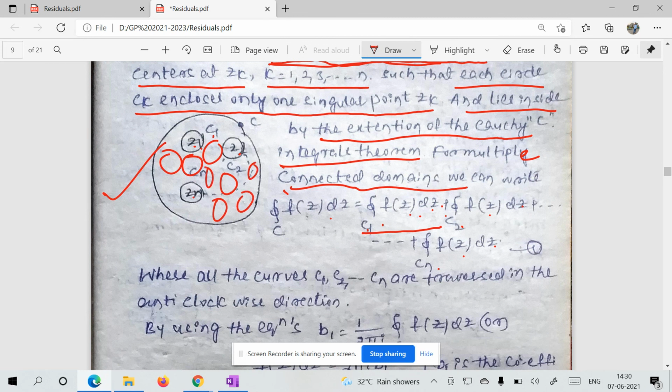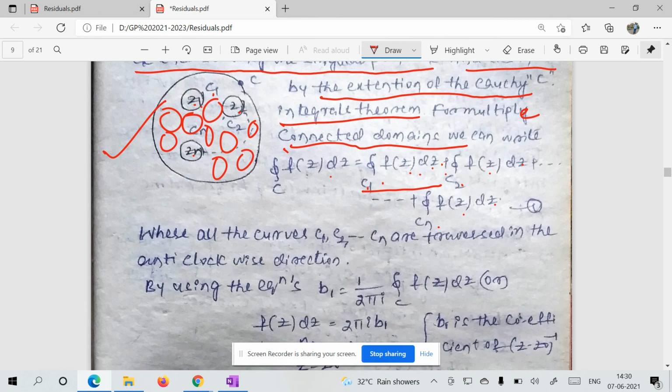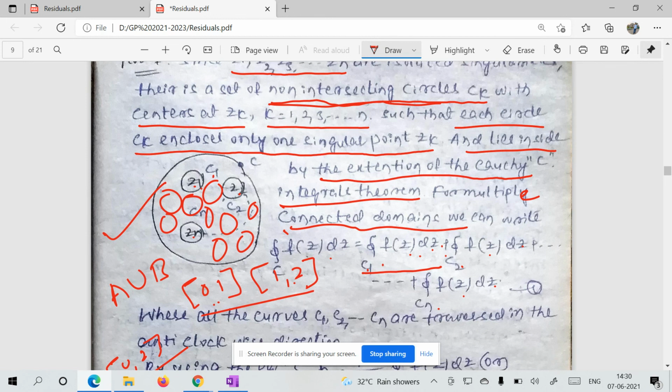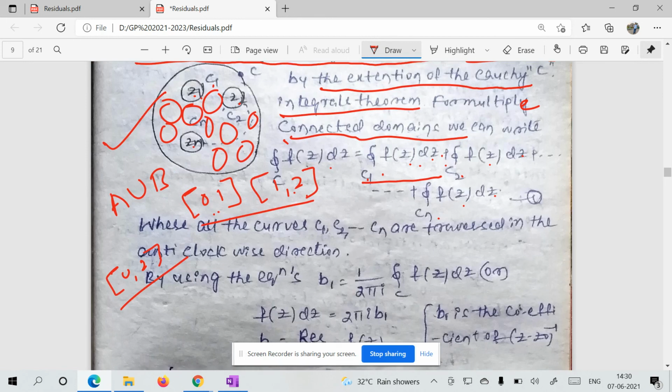Multiply connected domains. Connected means A and B are connected. Suppose 0 to 1 is a set, and 1 to 2 is another set. Suppose this is A and this is B. Then A union B we can write as 0 to 2, which is a connected set. I have given this example only to help you understand. A union B is connected, and you can write it as 0 to 2 by connecting.